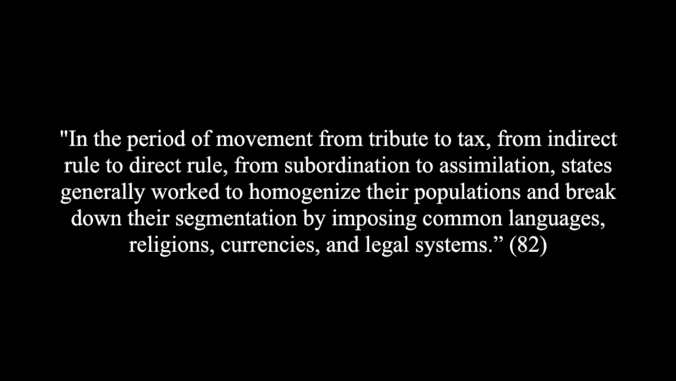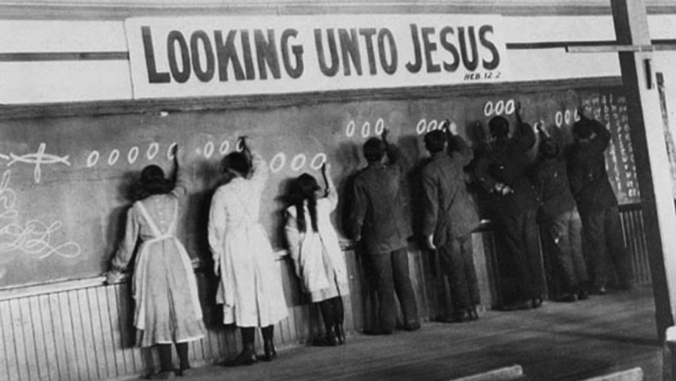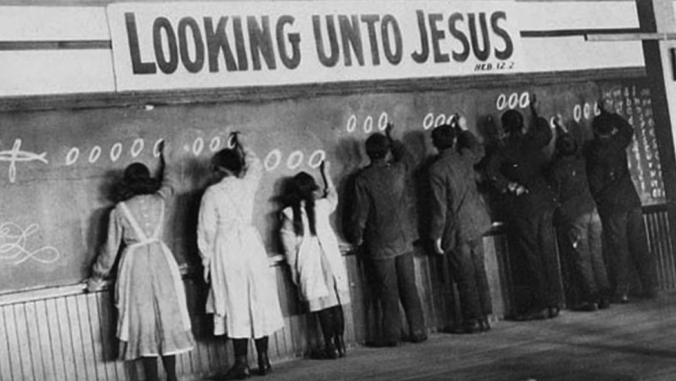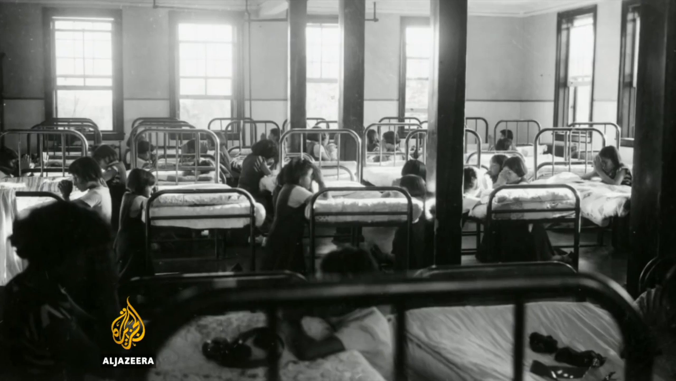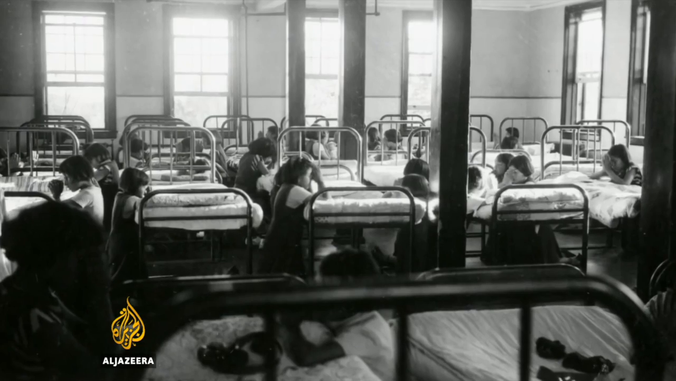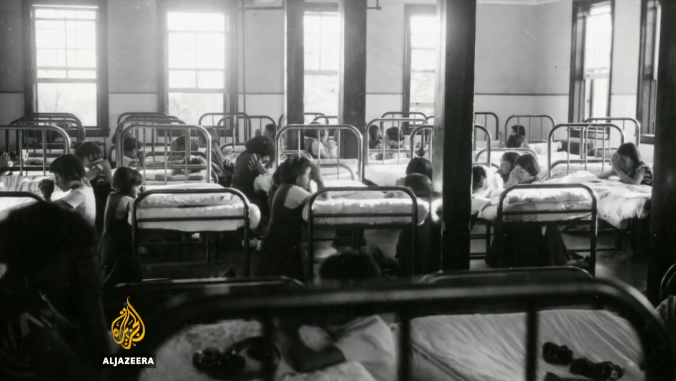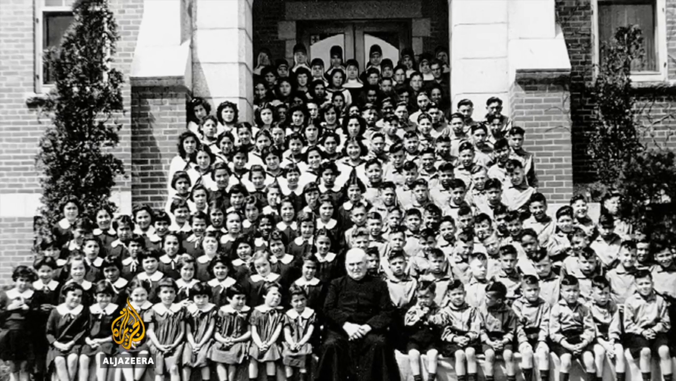Scott quotes sociologist Charles Tilly, writing, "In the period of movement from tribute to tax, from indirect rule to direct rule, from subordination to assimilation, states generally worked to homogenize their populations and break down their segmentation by imposing common languages, religions, currencies, and legal systems." The imposition of common language and religion and the mission to homogenize the Indigenous population were all parts of the residential schools, as seen in survivors' testimonies.